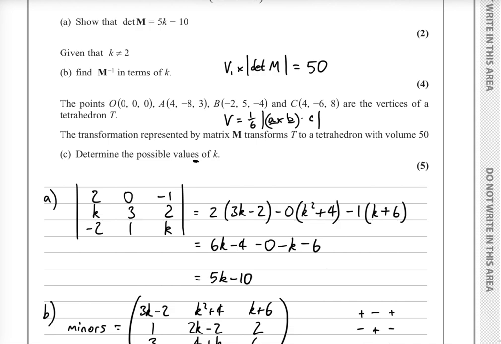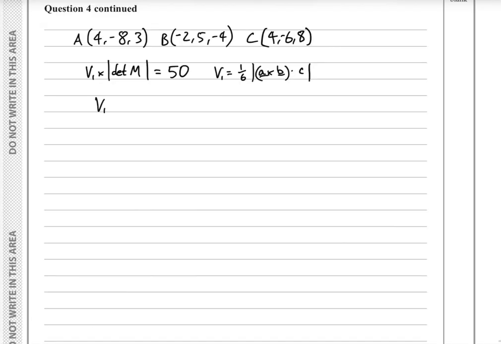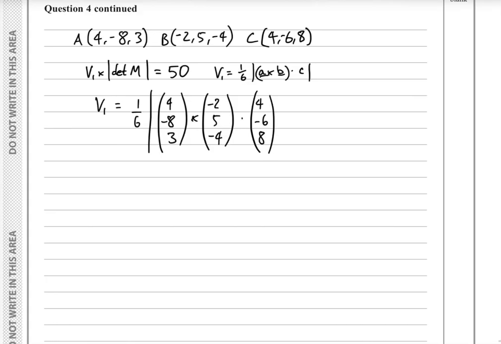And because one of the points of our tetrahedron is very kindly the origin, we can use all of these 3 sets of numbers for our vectors. So I'll take all that information down here and put in the vectors. So we've got 1/6 the magnitude of A, 4 minus 8, 3, cross B, minus 2, 5, minus 4. It doesn't really matter what order you do these in. 4 minus 6, 8.